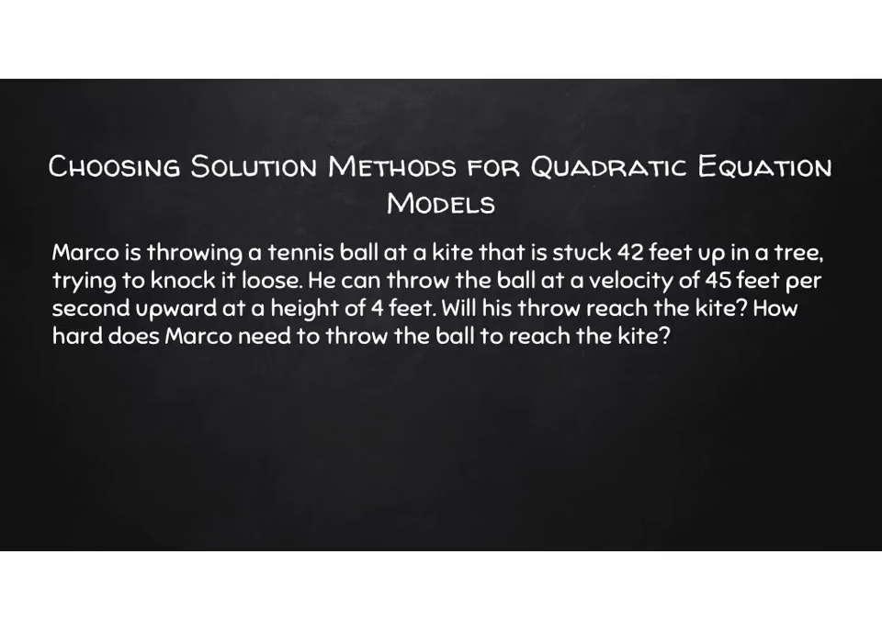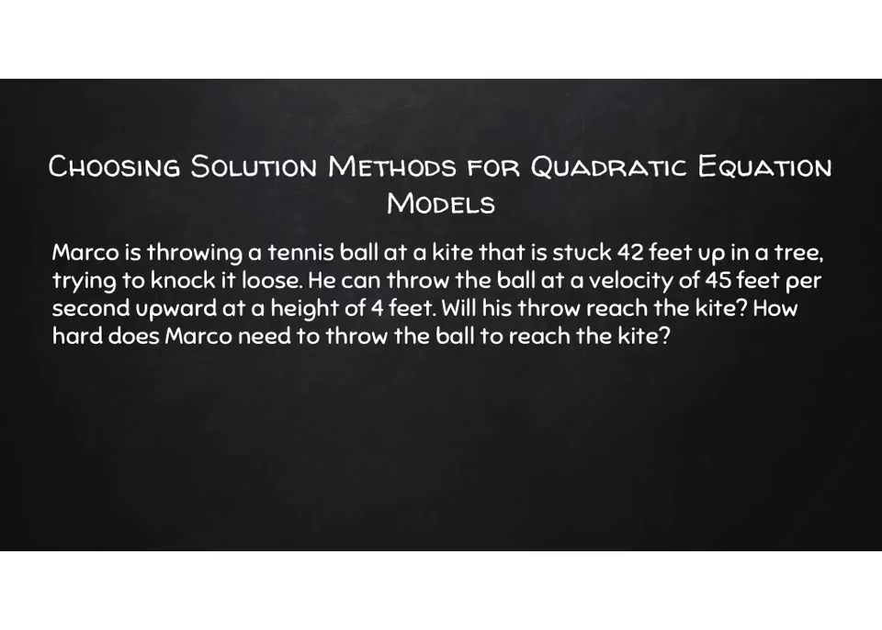Alright, so applying this now to a model. So we have Marcos throwing a tennis ball at a kite that is stuck 42 feet up in a tree, trying to knock it loose. He can throw the ball at a velocity of 45 feet per second upward at a height of 4 feet. Will his throw reach the kite, and how hard does Marco need to throw the ball to reach the kite?